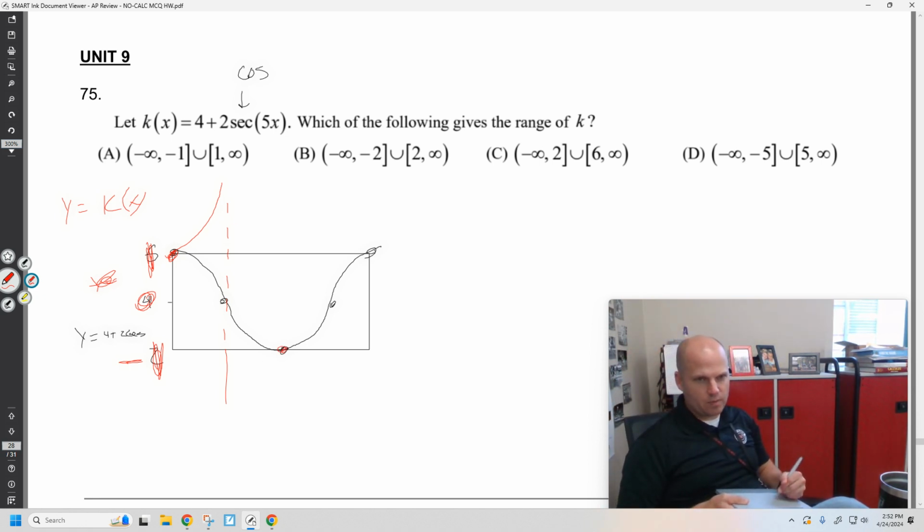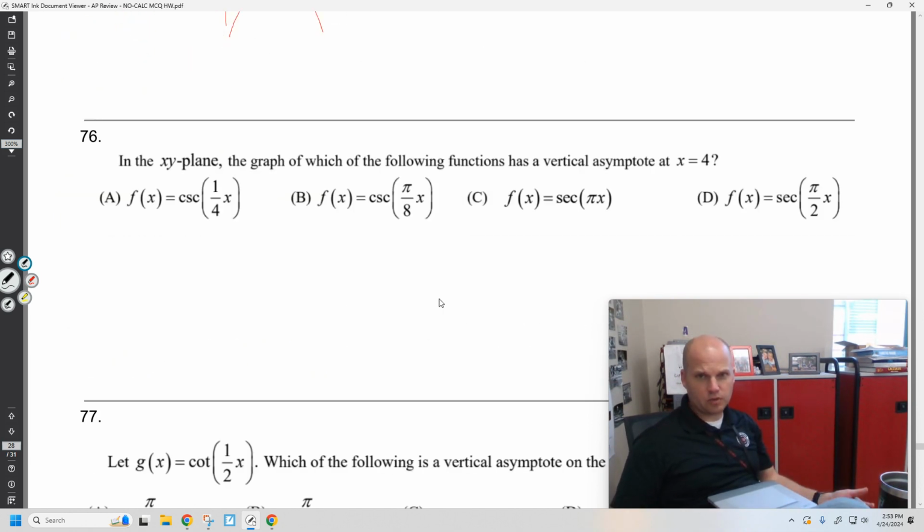And this is why we can see that secant will exist above y equals 6 and below y equals 2. And that's this one. And since it's just the range, we don't have to worry about the period or where the vertical asymptotes are.